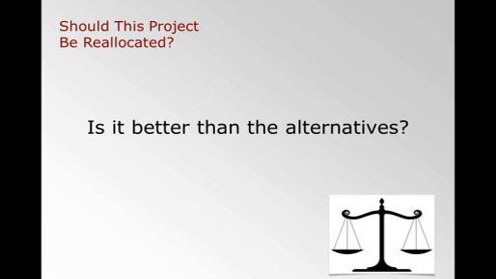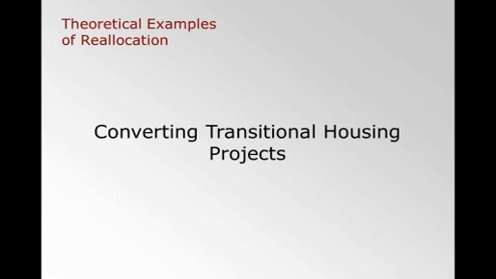So let's talk a little bit about some theoretical examples of what reallocations people are doing around the country, and kinds of reallocations that you can consider. Probably the most common type of reallocation that's happening around the country is the conversion of transitional housing projects. And people are doing two types of conversions. Primarily, they're converting transitional housing projects to permanent supportive housing projects.